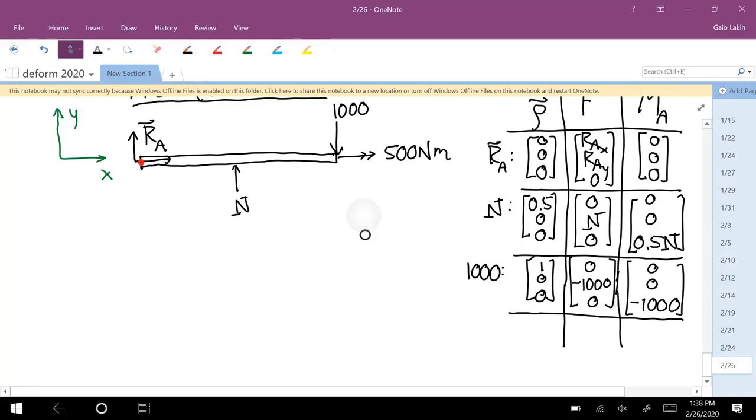And then the last thing is that couple. For couples, the about point doesn't matter. The net force is 0, so these go away. Did I say 1,000? Negative 1,000. And okay, what's the direction of that couple? Well, if you have it drawn like this, that just says that it's in the positive X direction. So this is going to be 500, 0, 0.